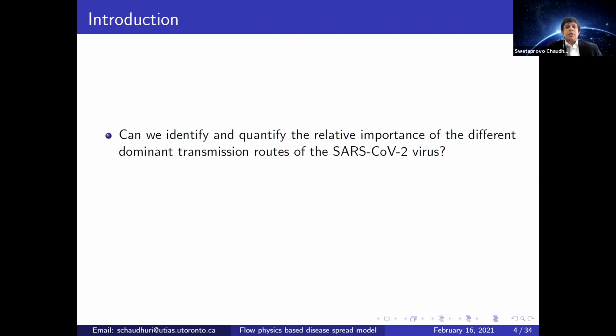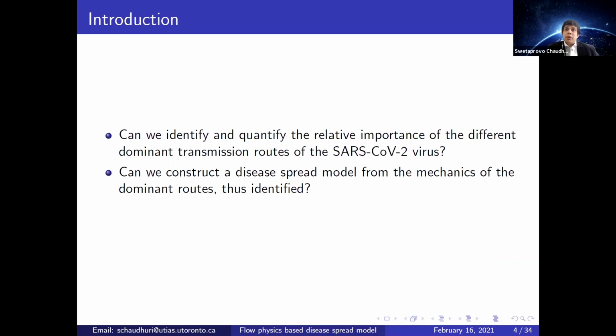So the question is the following. We have two specific questions in mind. Can we identify and quantify the relative importance of the different dominant transmission routes of the SARS-CoV-2 virus? What contributes most to the dominant routes? Droplet nuclei? And if we can identify the different routes, can we construct a disease spread model from the mechanics of these different routes that we have identified?